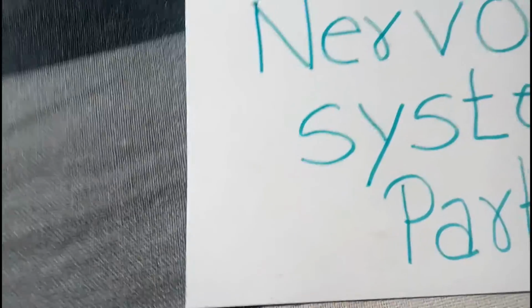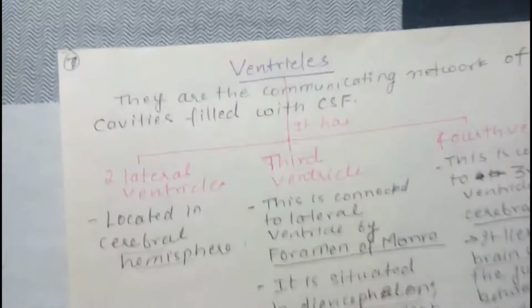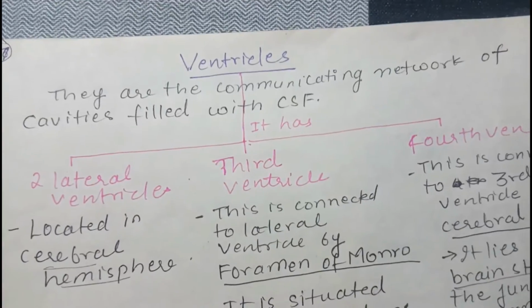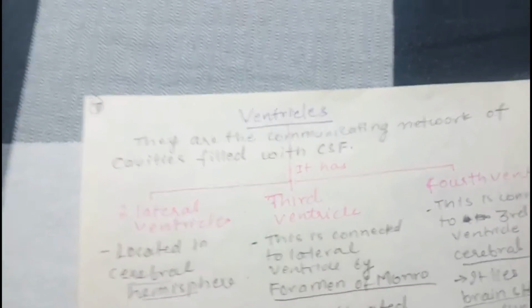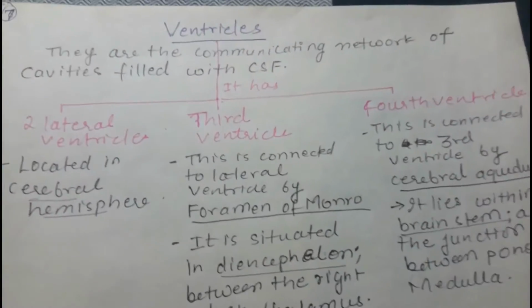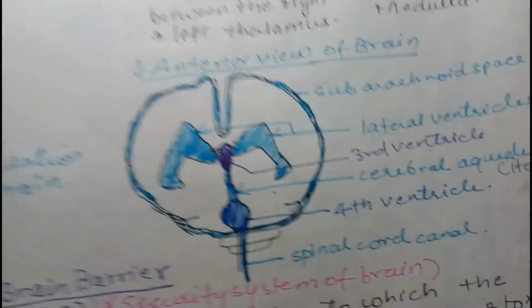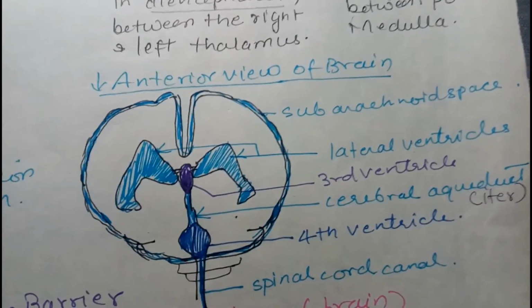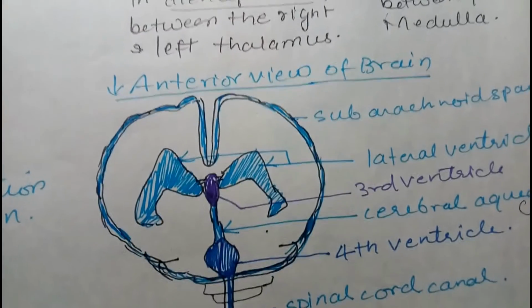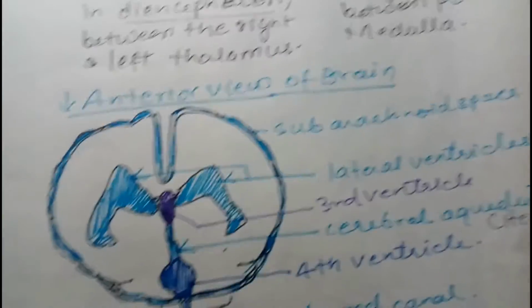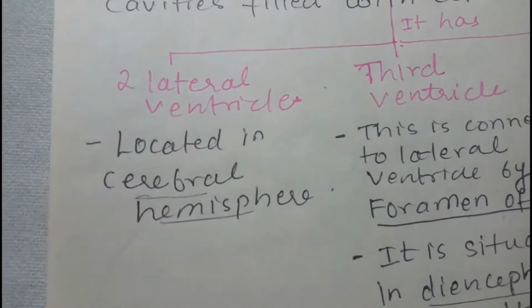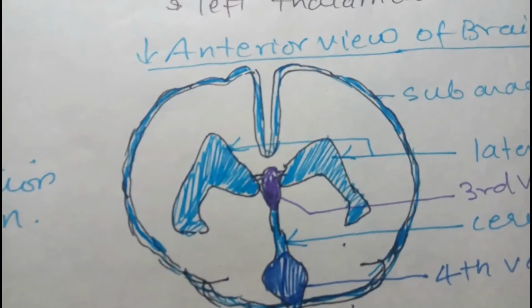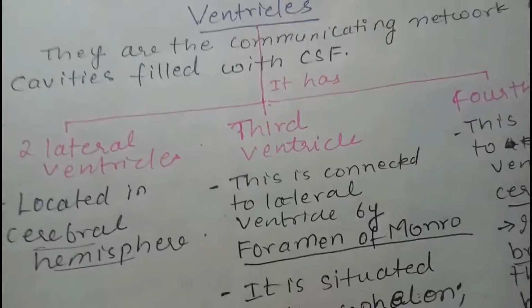Now we will also see what the ventricles are and what the ventricular system is. They are a communicating network of cavities filled with cerebrospinal fluid. Here you can see the ventricular system in anterior view. There are two lateral ventricles, a third ventricle, and a fourth ventricle. The two lateral ventricles are located in the cerebral hemispheres. These are the two lateral ventricles.